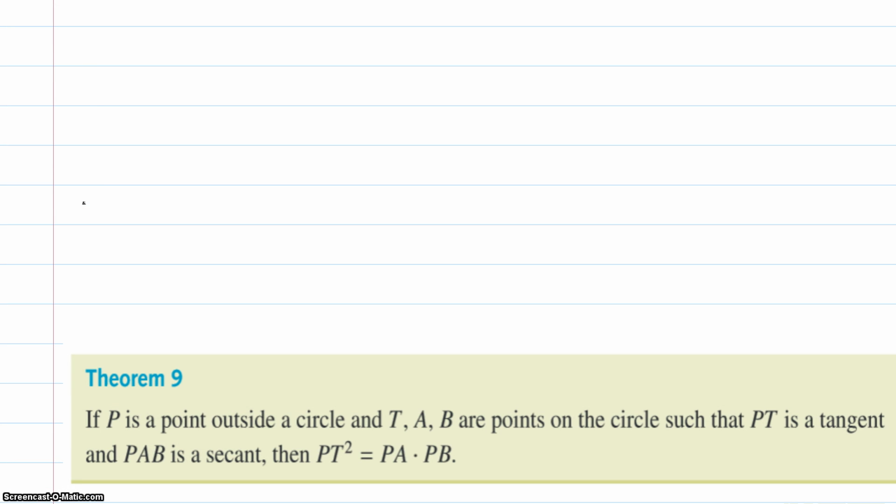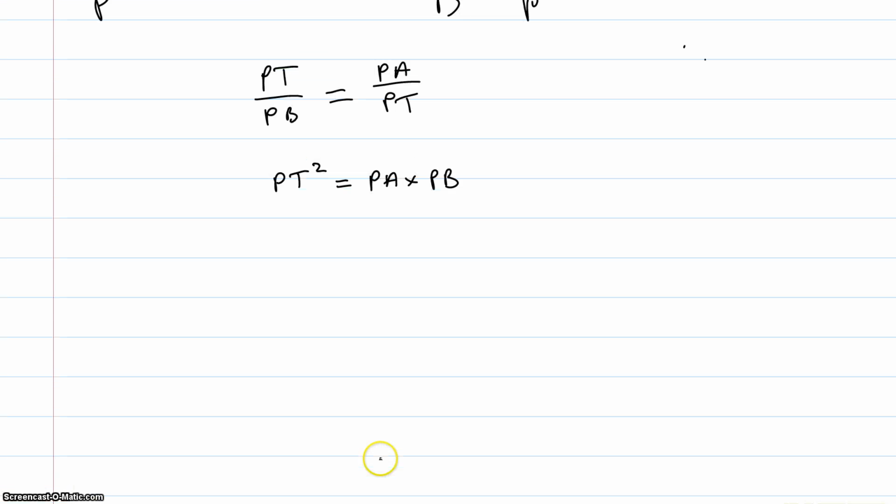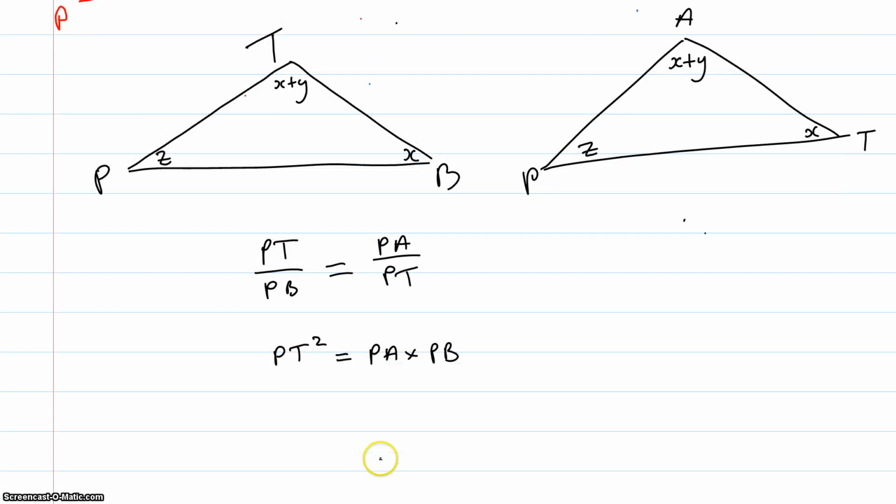Point P is outside a circle, and T, A, B are points on the circle such that PT is a tangent and PAB is a secant, then PT squared equals PA multiplied by PB. That's exactly what we've just proved up here using this diagram.